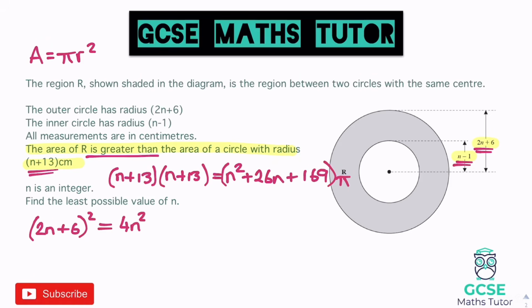Then we're going to have 2n times 6, which is 12n, and we've got two of those, so plus 24n. And then 6 times 6 will give us 36. And again, that is going to have pi with it, and that's the area of the large circle.